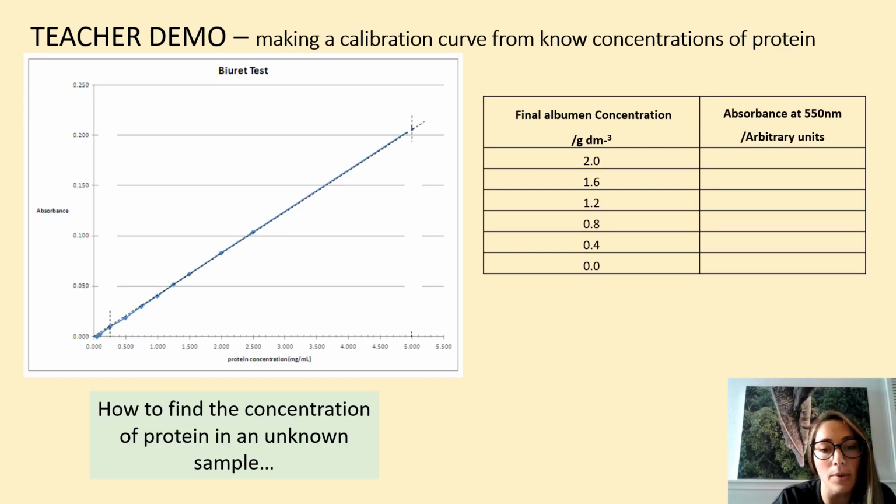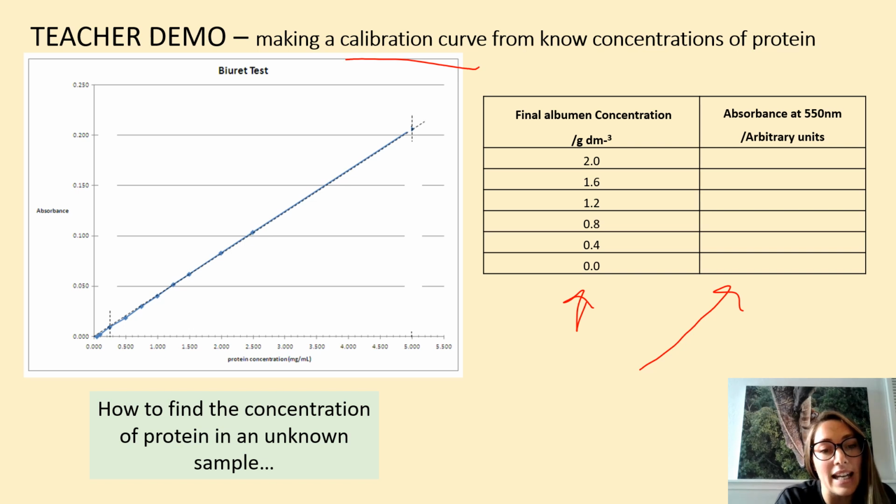So your teacher will, in the demo, generate some results for the absorbance values at 550 nanometers on the colorimeter for each of these protein concentrations. And what you guys will do is, using the graph paper that you got given last lesson or that is in the activity sheet, plot a calibration curve. Now here's mine on the board. Please excuse the fact that it's a computer generated one. You guys need to plot one by hand.